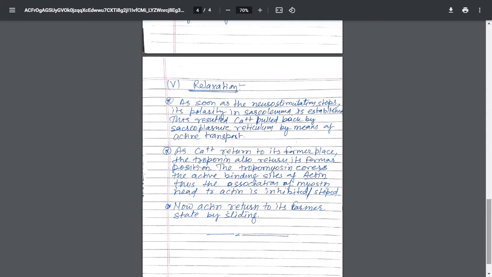In our next lecture, we will discuss the source of energy, or the energetics of muscle contraction, and how intense muscle contraction requires energy, and what devices are used to provide the energy in intense muscle contraction. Thank you.